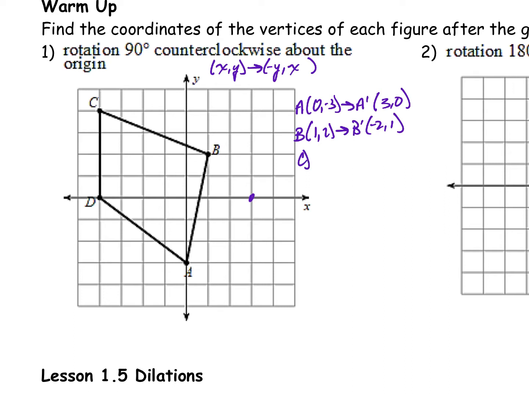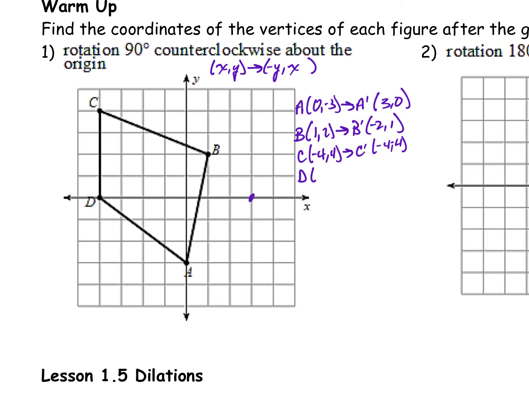C is located at -4, 4. So C prime is going to be located at -4, -4. Can you see that? It's -4, -4. Yeah, it kind of looks like that.